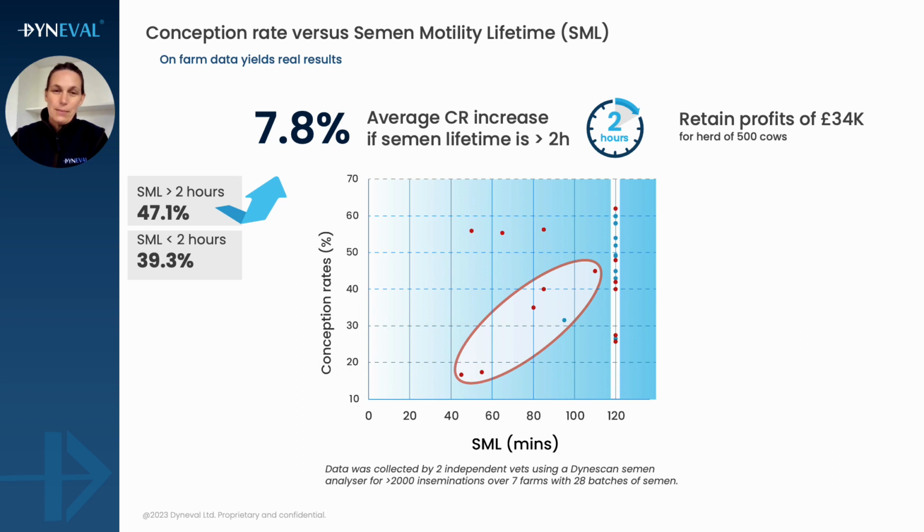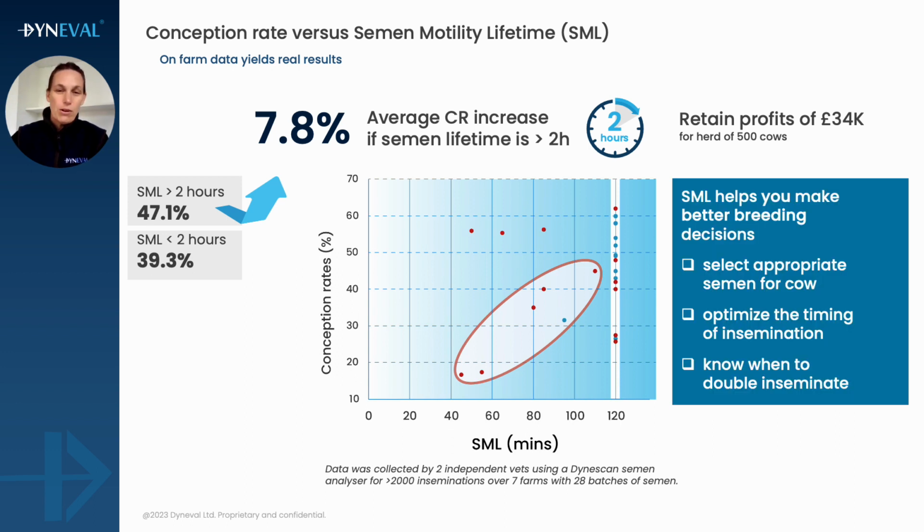We collected conception rates from over 7 farms where the Dynescan was used to measure the sustained motility lifetime. And we found that samples able to maintain motility for more than 2 hours resulted in conception rates on average 7.8% higher. If you could achieve this improvement on your farm, you would be able to retain profits of over £34,000 per year for a herd of 500 cows.